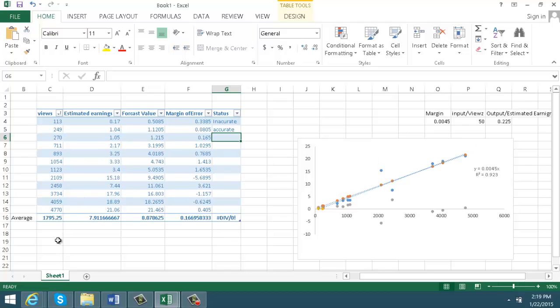So the list can go on. You can forecast and you can really come close to a generic number. So let's see about 1.5 million people. Your estimated earnings is about 6,750. Okay, this is a dollar.